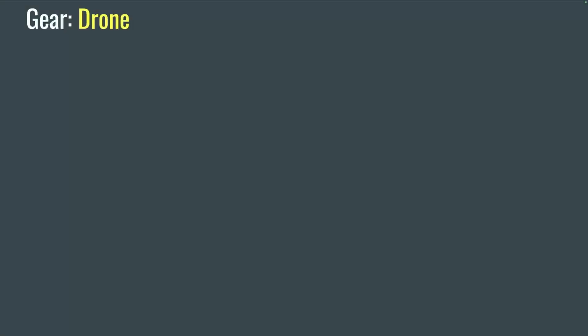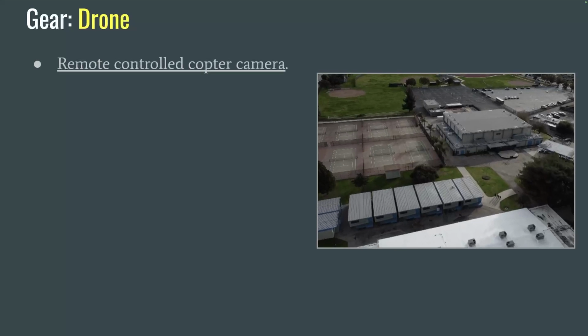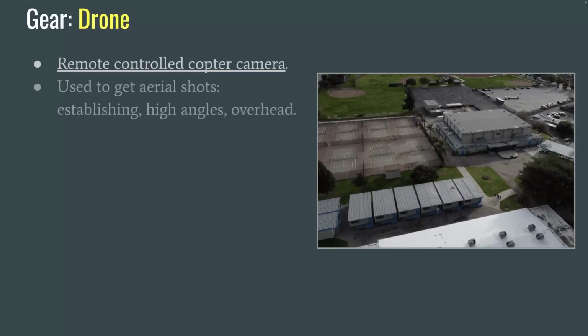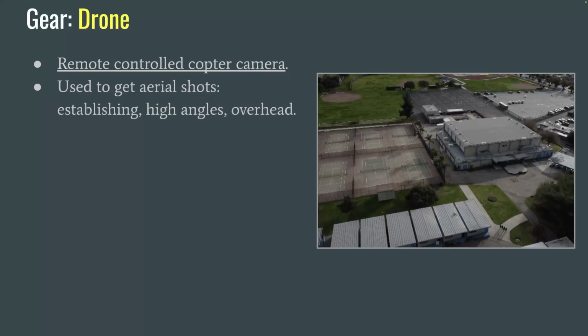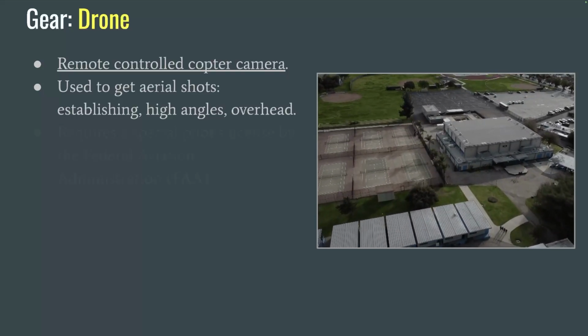Lastly, one of the most important ones that it talked about is a drone. Drone shot is like an RC helicopter that you can control, and it's got a camera on it. So you can pilot this thing around to get really cool aerial shots. So you can get high angles, overheads. Great establishing shots are gotten with a drone.